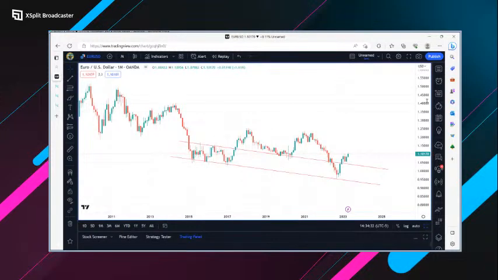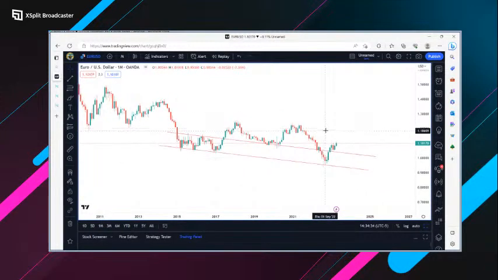Okay, let's draw another trend line. We see this high. So why was the market making highs here?